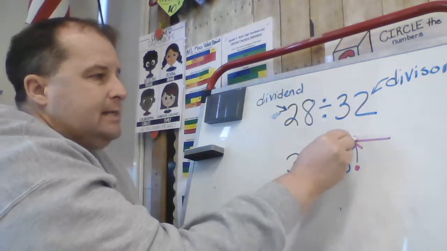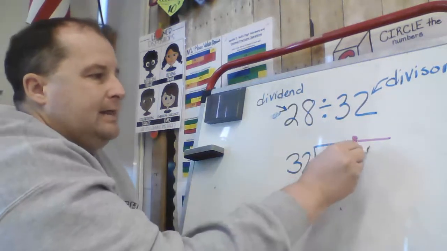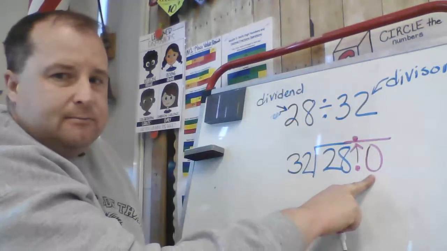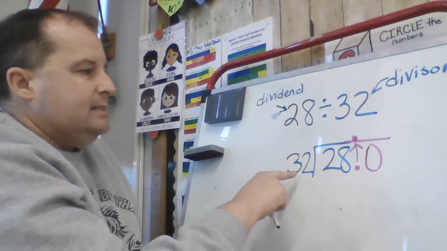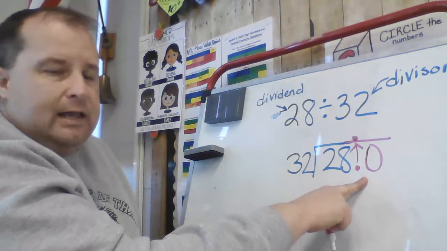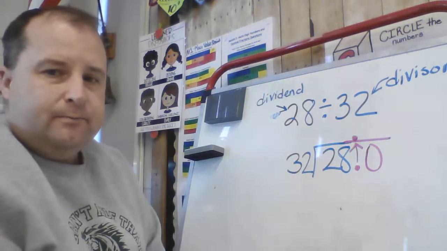My decimal goes right to the top and just sits there. It does not move. I need to add that place value holder. Now I'm into the tenths. So now I can take 32 into 280 tenths and put my quotient starting here in the tenths place value.